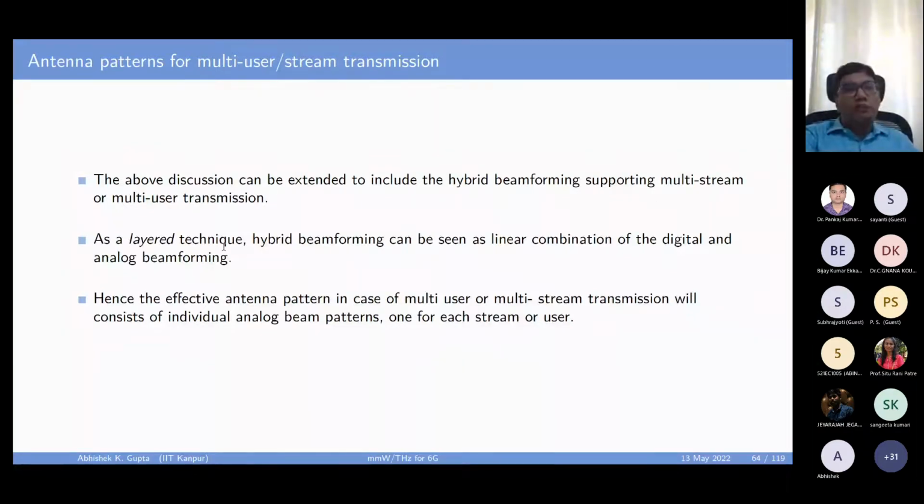So the alpha distribution can be extended to include hybrid beamforming supporting multi-stream, multi-layer transmission. As a layered technique, hybrid beamforming can be seen as the combination of digital and analog beamforming. So the effective antenna pattern in the case of multi-user and multi-stream transmission will consist of individual analog beam patterns overlapped on each other. Okay, and each analog beam pattern is one stream.